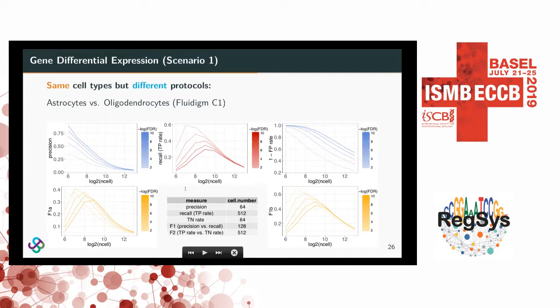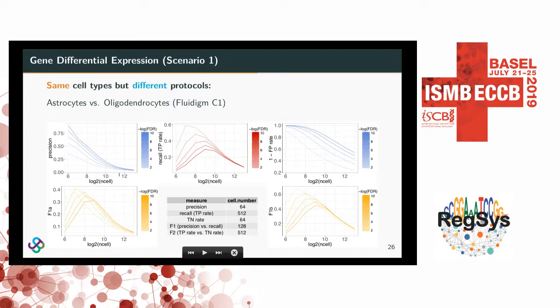The first example is that we have the same 2 cell types to compare, and we look at the optimal cell numbers selected for different protocols. This is Fluidigm C1. Given the set FDR, we vary the number of cells, and then we compare the precision, recall, and 1 minus false positive rate, the F1 score and F-beta score. We see how they change as the cell number changes. Given the same FDR, we get one curve.